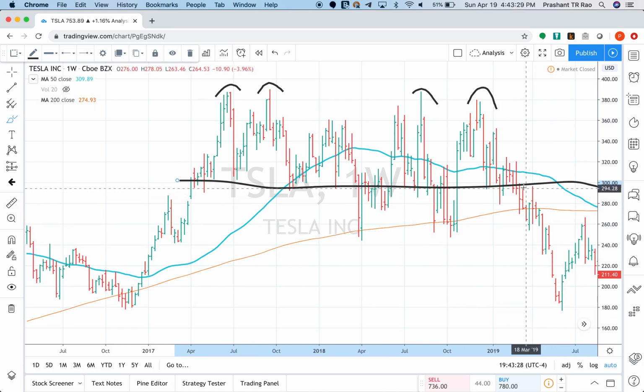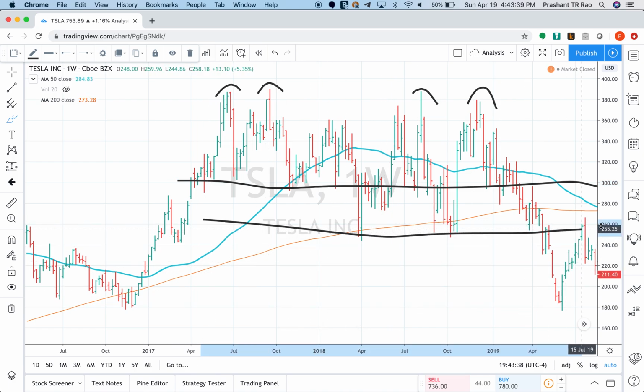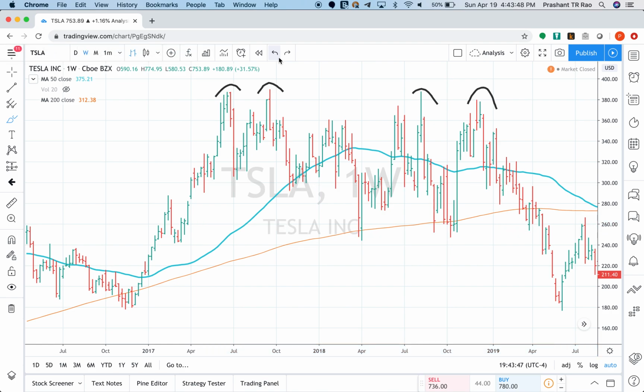So this was an opportunity for you to go short, and you could have made money all the way. If you use this as a neckline, you'd be even closer to this bottom here, and the measurements would just work out perfect. So it's an example of a quadruple top.